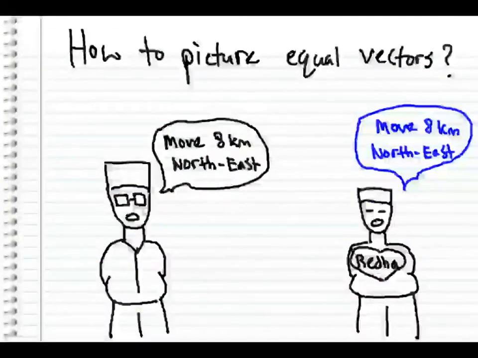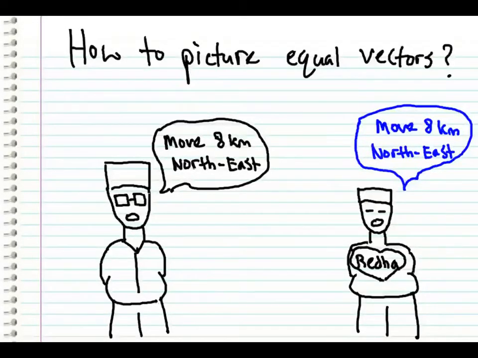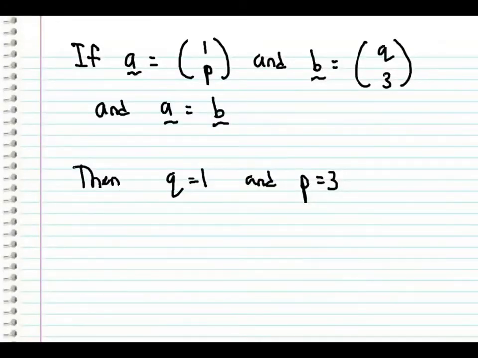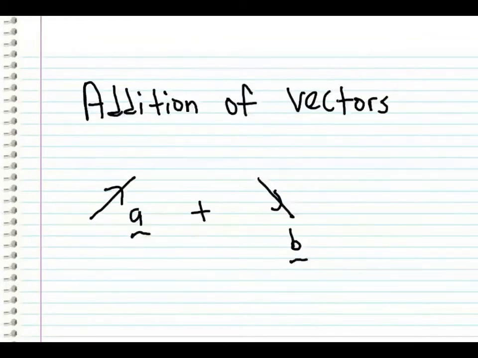How do we picture equal vectors? One way is from the following drawing. You can imagine two different people giving the same direction and distance. Let's look at one example. If I'm given the vectors A and B, and I know that they are equal, therefore Q must be 1 and P must be 3.